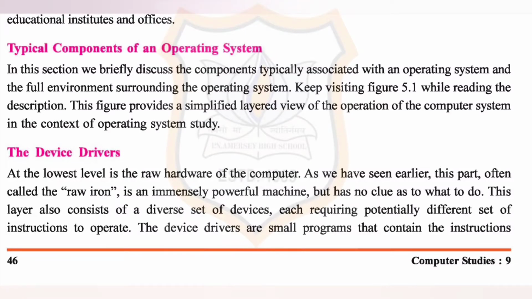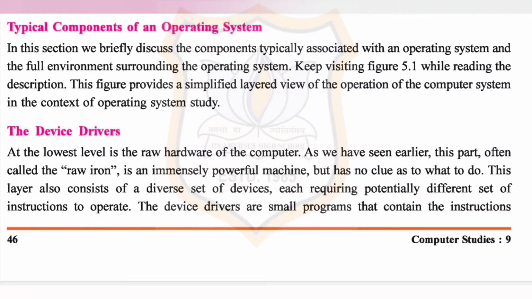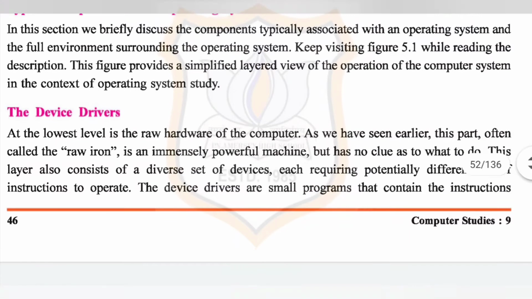Typical components of an operating system. In this section, we briefly discuss the components typically associated with an operating system and the full environment surrounding the operating system. Keep visiting figure 5.1 while reading the description. This figure provides a simplified layered view of operation of the computer system in context of operating system study.